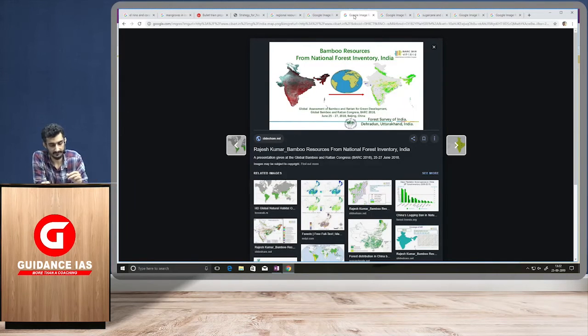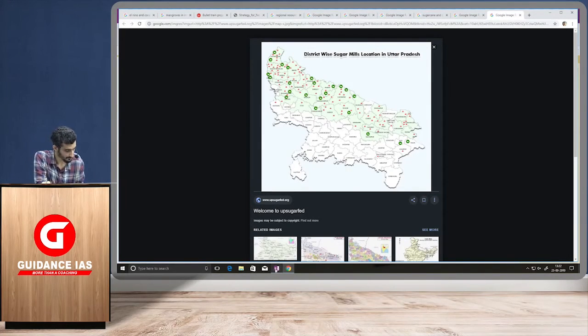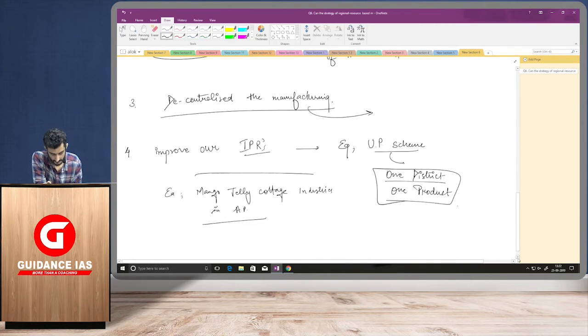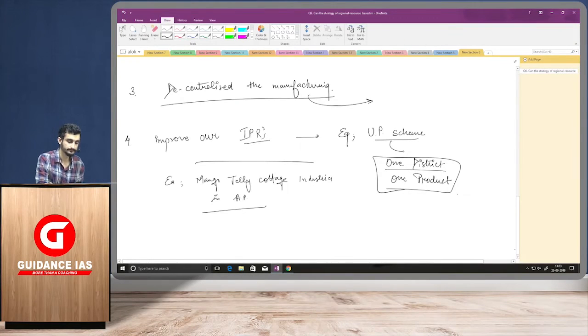You can write so many things, and therefore it will help us to increase the regional resource base and its efficiency. Also, another example can be mango jelly cottage industries in Andhra Pradesh. So these are important examples which you can quote and give in your answer.